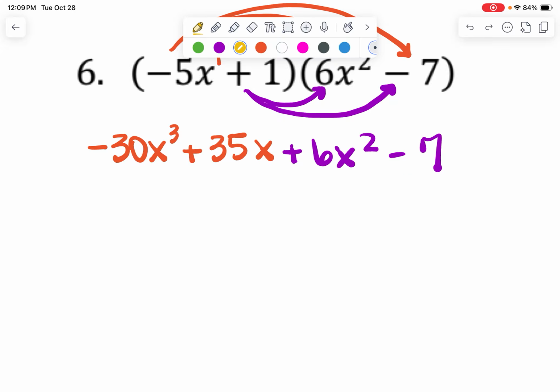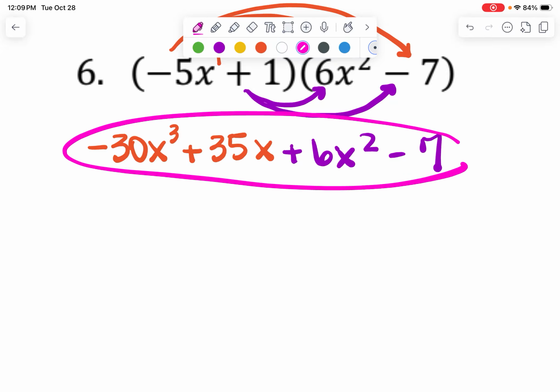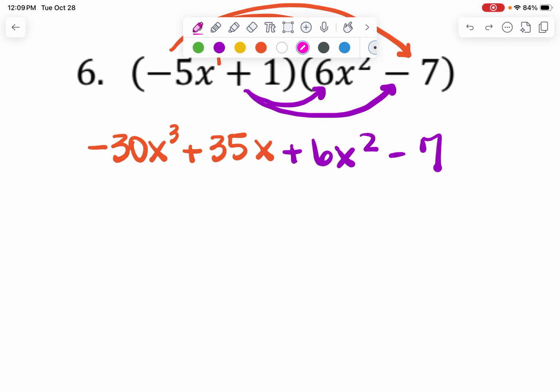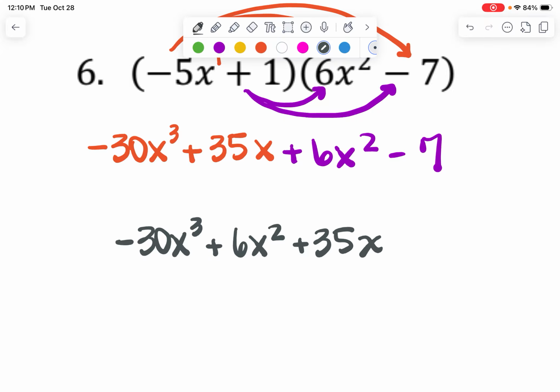So my answer technically is this, except I really, really want my answers to be written in decreasing exponential order, right? We'll talk more about this later, but I want the highest power written first. So negative 30x cubed is the term with the highest power. And then the next highest power would be the positive 6x squared. So I'm actually going to write him next. And then after x squareds would come x to the first, which is just the x's. So plus 35x, and then my constant at the back.